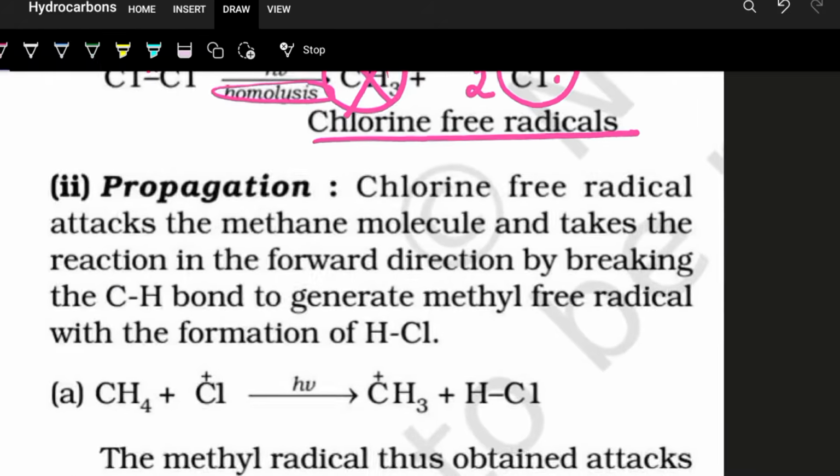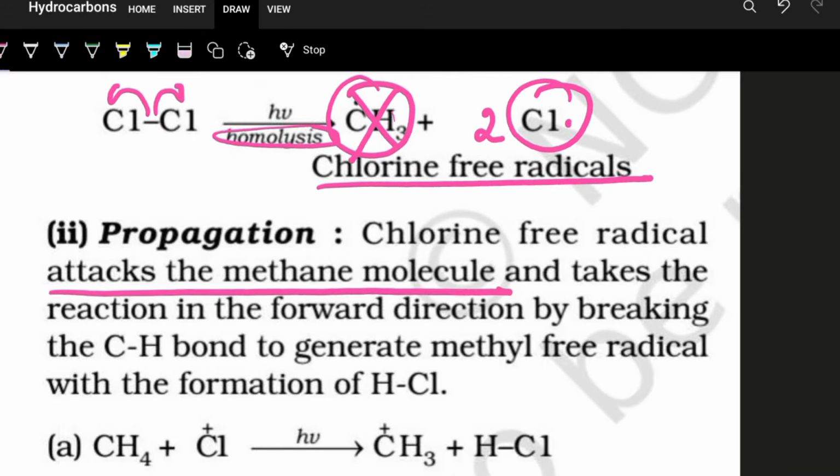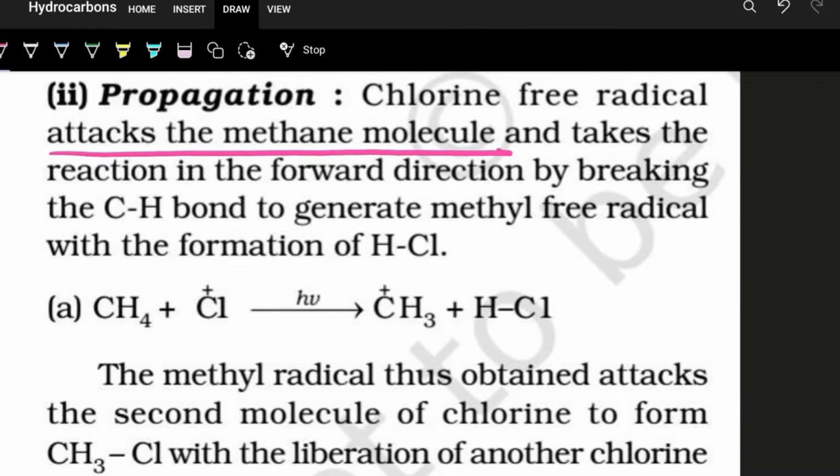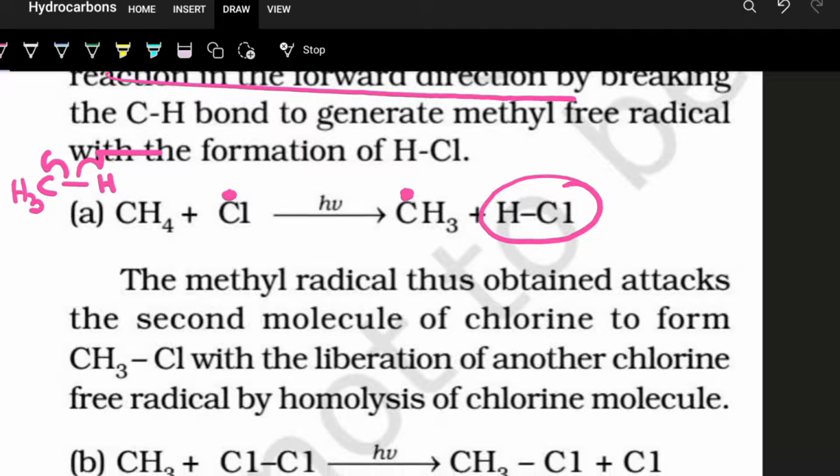Now, once you get the chlorine free radical, it will attack the methane molecule, and that takes the reaction in the forward direction. How? You can see it in this manner. This is the free radical. Don't give a plus sign. You can write CH3H and here Cl dot. What happens here is CH3 dot and H dot are formed. H dot and Cl dot form HCl, and here you get a methyl free radical, CH3 dot.